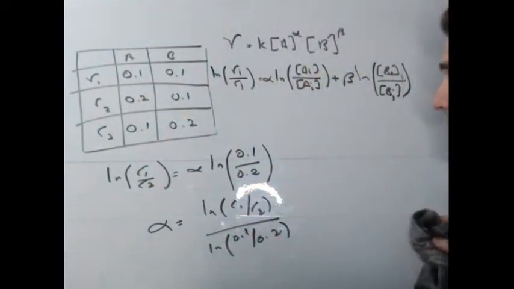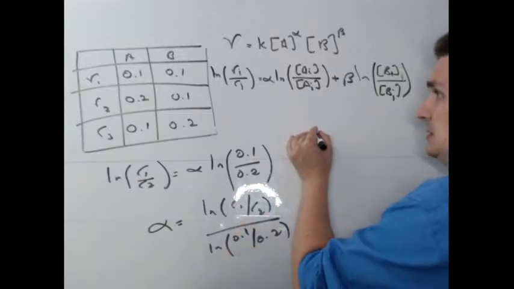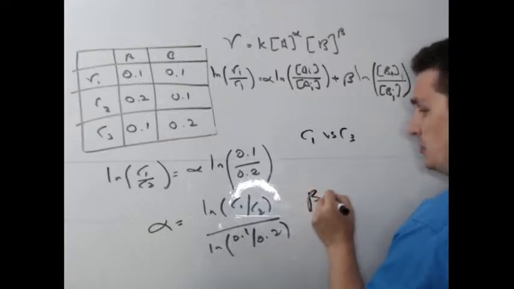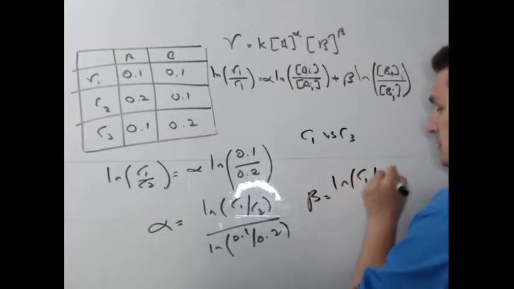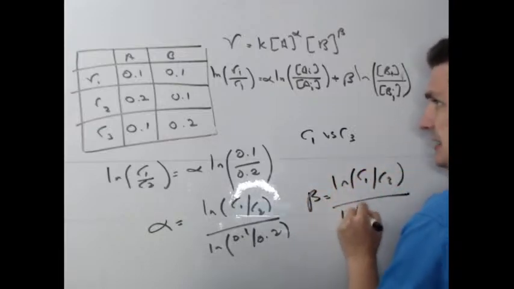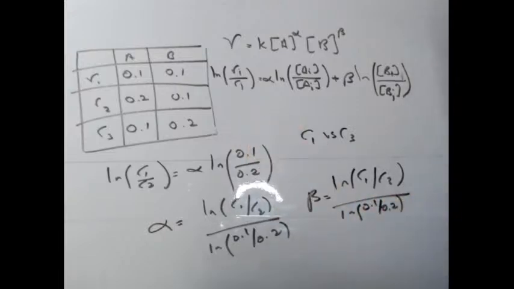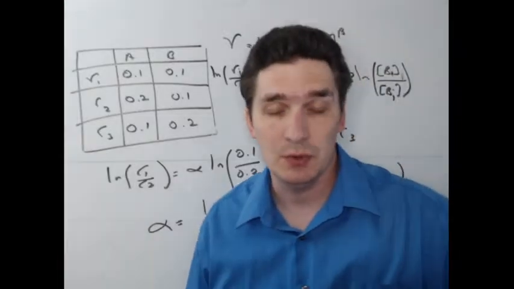And the same thing is true for the apparent order B. If we look at run 1 versus run 3, we would get that the apparent order B is the natural log of run 1 over run 3 divided by the natural log of the ratio of the concentrations between runs 1 and 3.